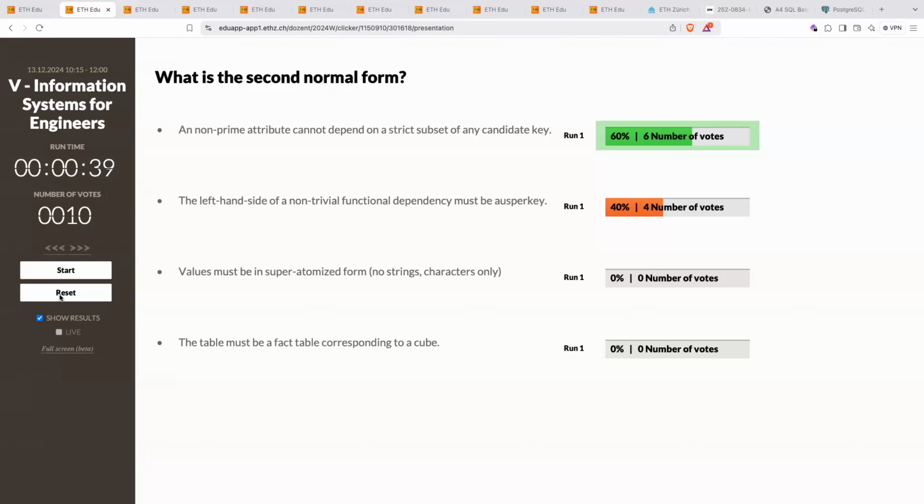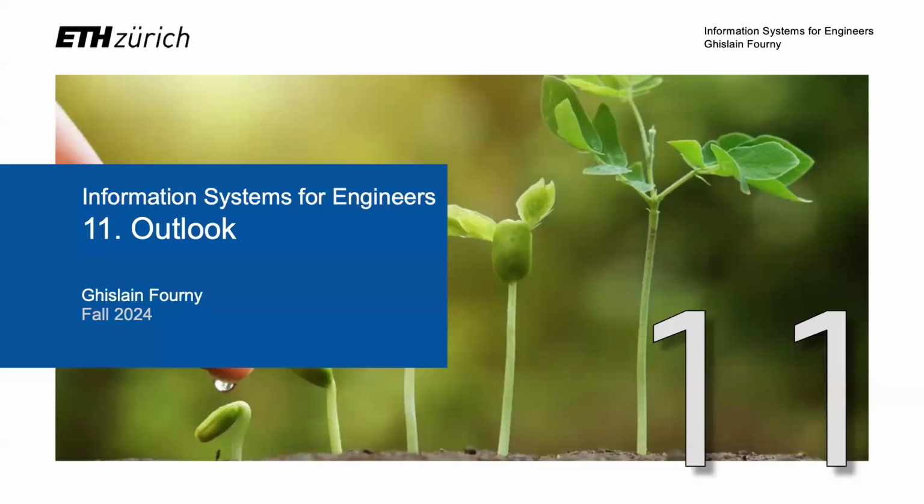All right, we still have a few minutes left, so I'm going to just give a small outlook on big data, just to hope that some of you are going to come back in spring.